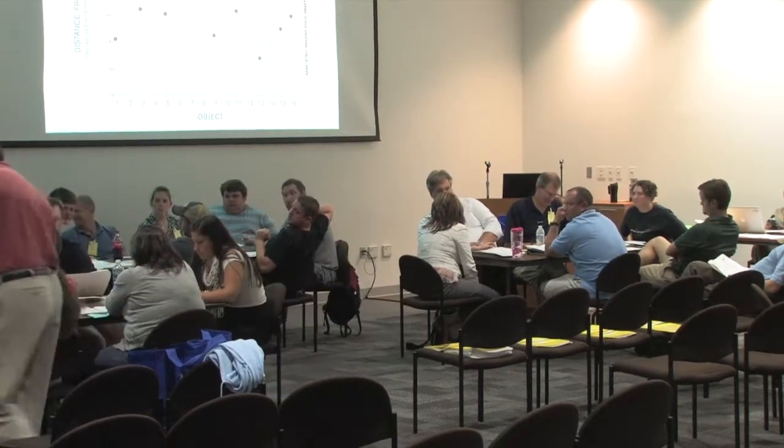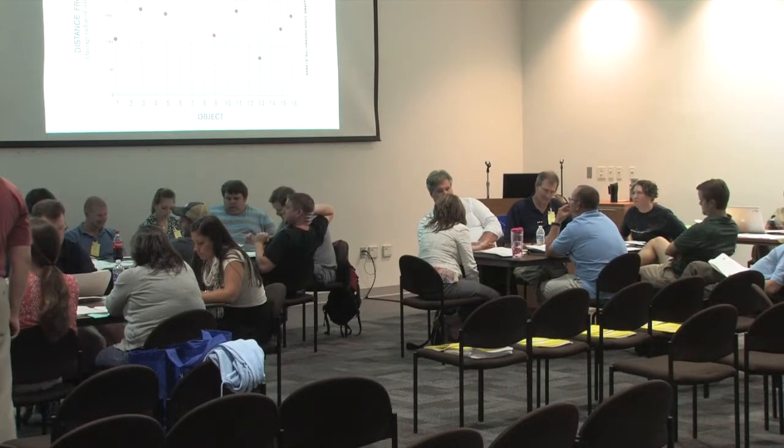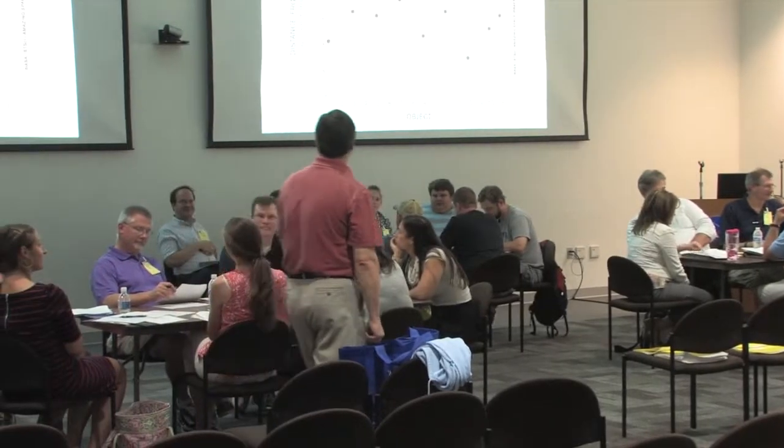Yes. Object 13 is closest to the sun. You're seeing two things. Sorry. And object 4 is the farthest from the sun. Okay. Anything else?